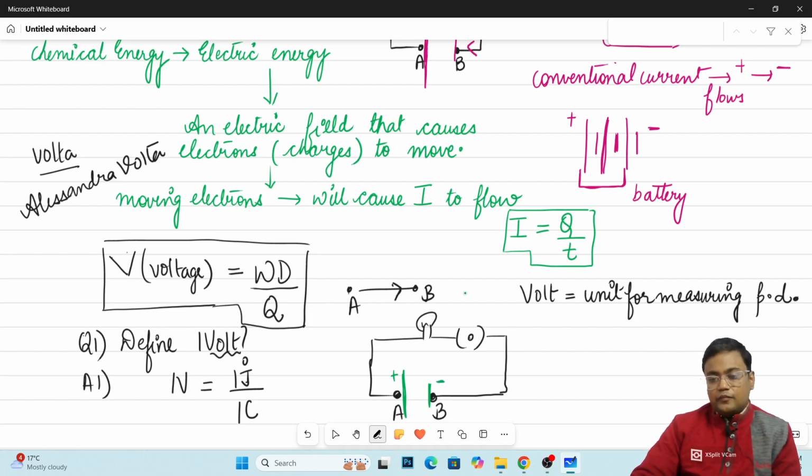This cell will be said to have a potential difference of 1 volt, or it has the capacity to create this, with the bigger terminal as the positive terminal and the smaller terminal as the negative terminal. So this cell has the capacity to create a potential difference of 1 volt if 1 joule of energy is being spent in moving a unit positive charge from point A to point B in an electric circuit, and this is an electric circuit.